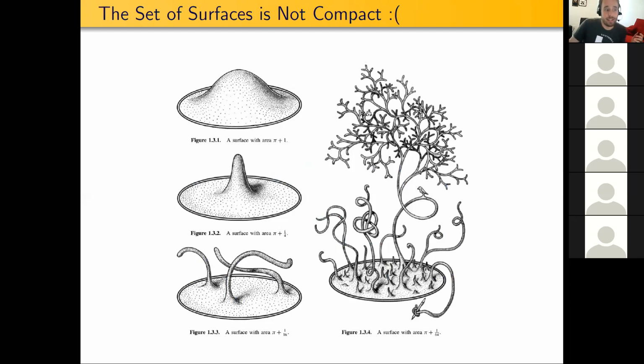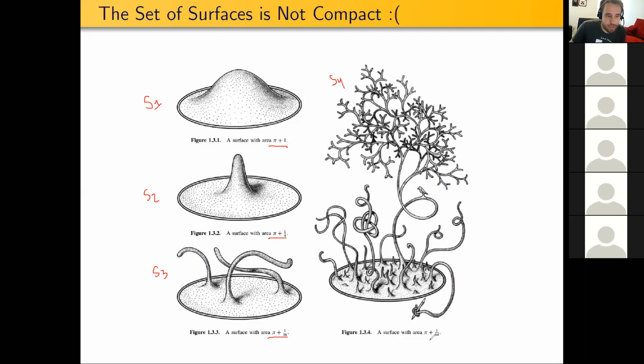What we see here is a sequence of surfaces. Imagine this upper left surface. Let's say this is surface 1. Let's say this is surface 2, surface 3, and surface 4. So these are the first 4 surfaces in a sequence of surfaces. And notice these are designed so that the surface area is decreasing every single time. So this is a sequence of surfaces that is moving towards the infimum.